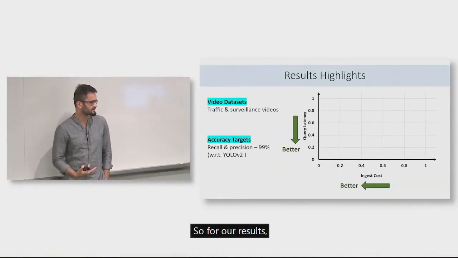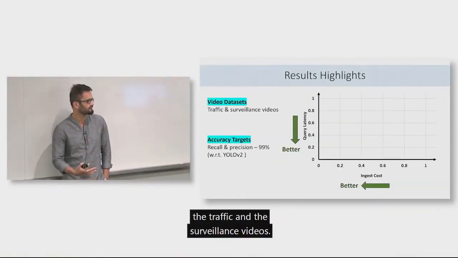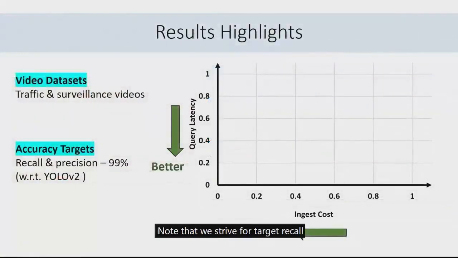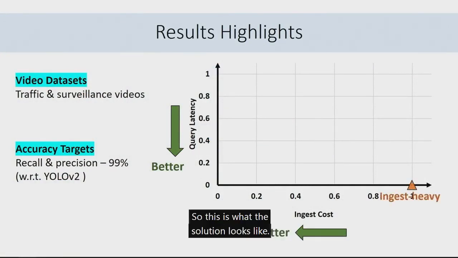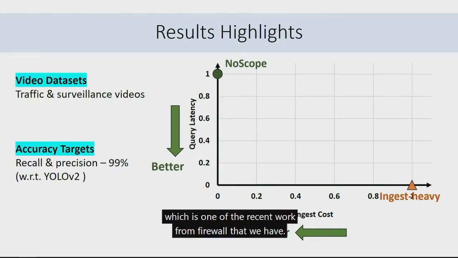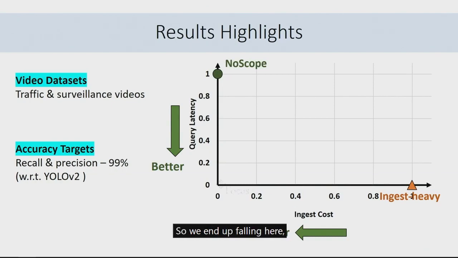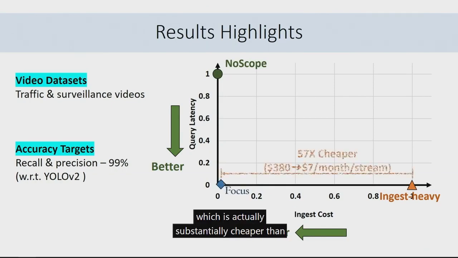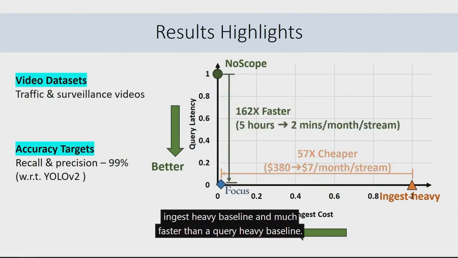For our results, we use the same videos as before, the traffic and the surveillance videos. Note that we strive for target recall and precision values of 99%. So this is what the solution looks like. This is where our ingest heavy baseline is, and this is our query heavy baseline, which is from recent prior work. And we end up falling here, which is substantially cheaper than an ingest heavy baseline and much faster than a query heavy baseline.